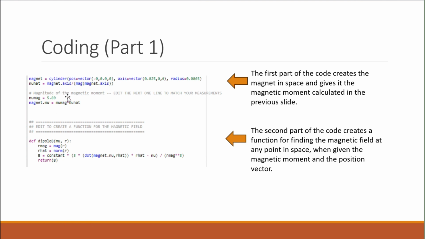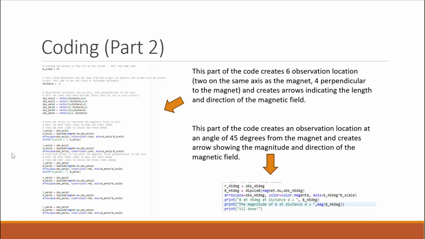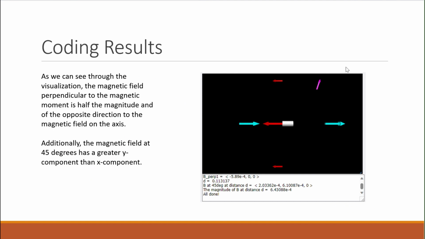And then, so for our coding, the first thing we did is we created the magnet, and we gave it that magnetic moment calculated in the previous slide. And then we created a function that gives the magnetic field at any point in space. After that, we created lots of observation locations to indicate the magnetic field at those locations. And then we created the off-axis one, like we did in real life. And so the results of that are shown in this diagram over to the right.